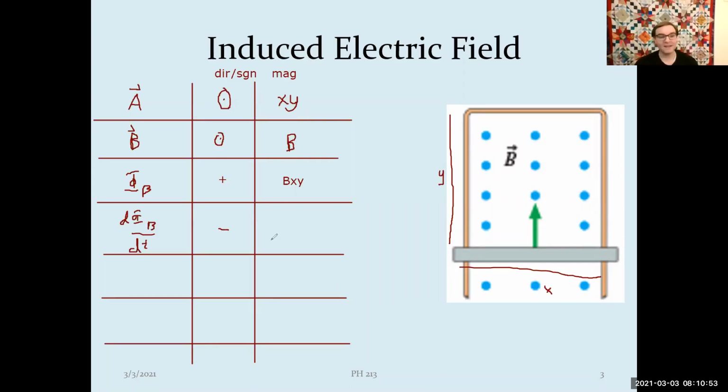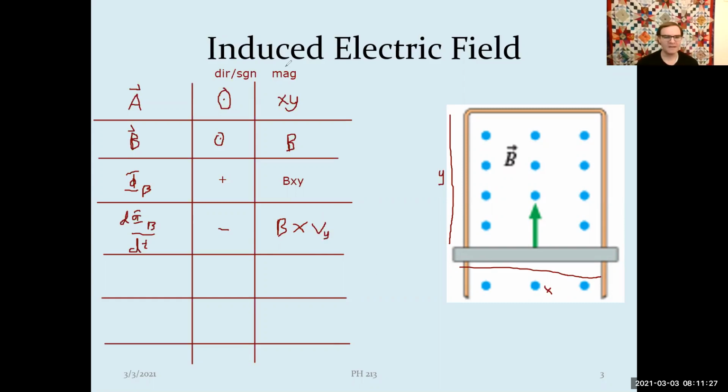I can also figure out how big it is by taking the derivative of this thing. That's not that hard. B is constant. It's not changing in time. X is constant. The width of this circuit is not changing in time. So all I have is B times X times dy dt. Dy dt, we remember all the way back from our first introductory physics course, is just the velocity of the rail in the y direction. So I'm going to write this as B times X times V sub Y.